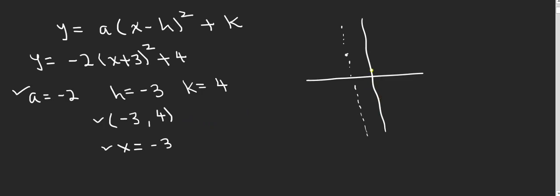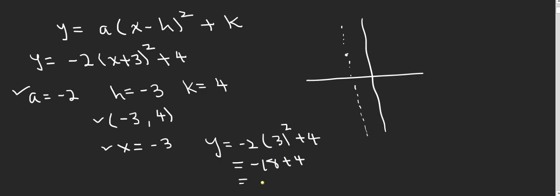So let's try to find the y-intercept. How do you find the y-intercept? Y-intercept is when x equals 0. So let's plug in 0 here. We are going to get negative 2 times 9, negative 18 plus 4, which is negative 14. So when x equals 0, we get negative 14, which is around here.